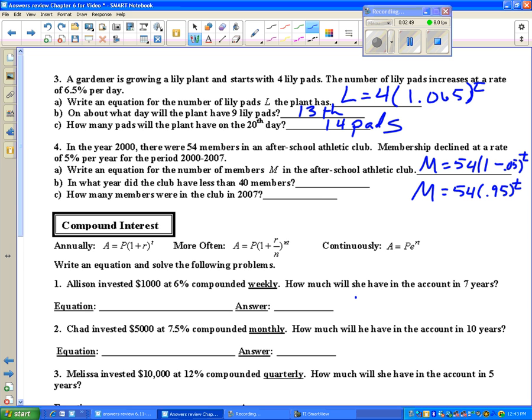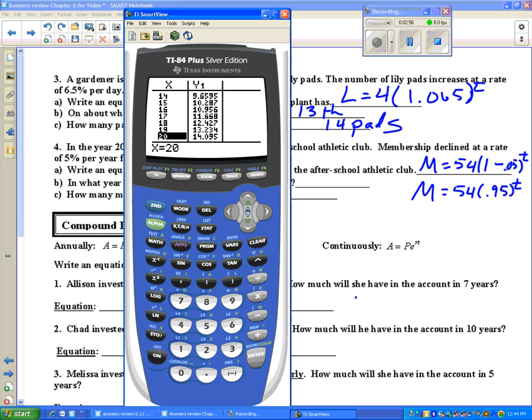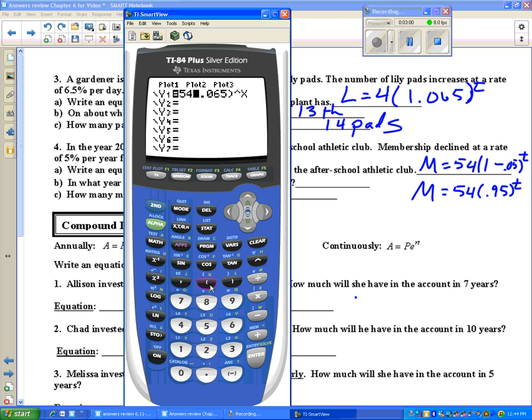In what year did the club have less than 40 members? So I want M to be 40. I go back to y equals and plug in my equation: 54 times 0.95 to the x power. I want it to be 40, so I could make y2 40, or I could look in the table.